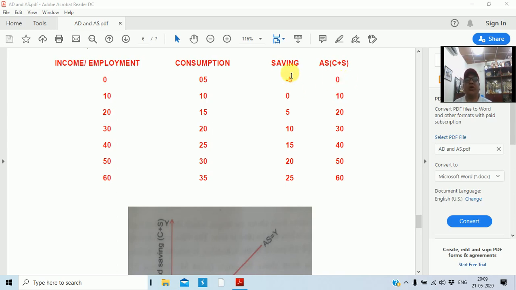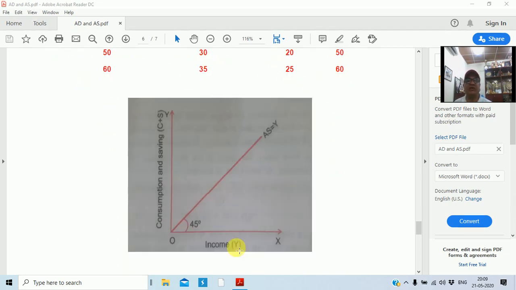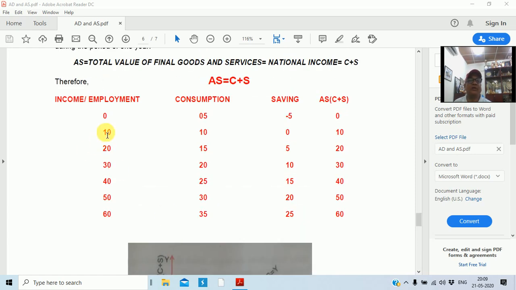So income is 0, aggregate supply is 0. Same here. Income is 0, aggregate supply is 0. Income is 10, aggregate supply is 10. Why? The more the flow of goods and services, the more your income will be.